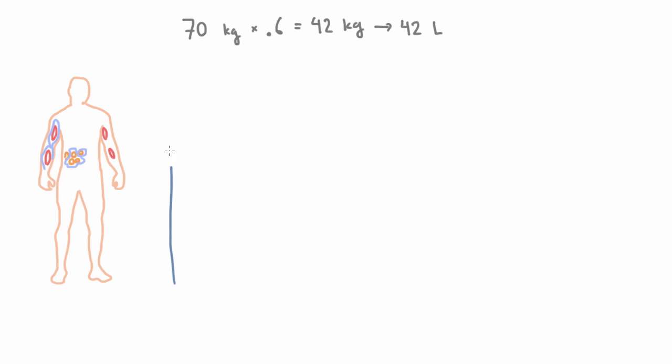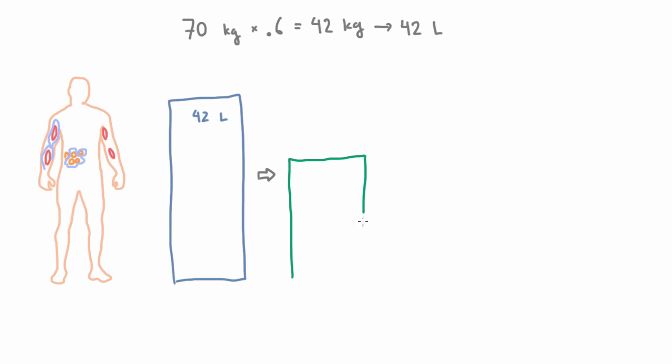So how is our 42 liters divided into these two different sections? Well, it turns out actually that most of it, actually about 2/3, is inside cells. So that makes up about 28 liters. And the rest is outside of cells. So that's 1/3 or 14 liters.